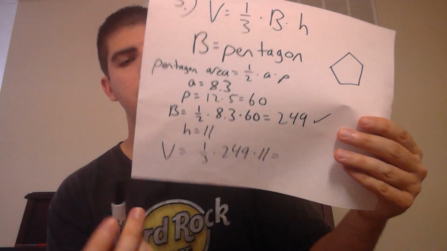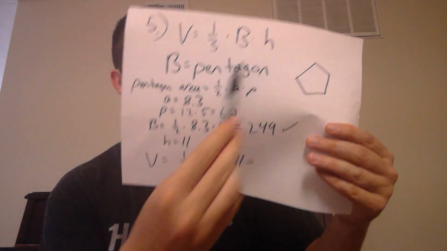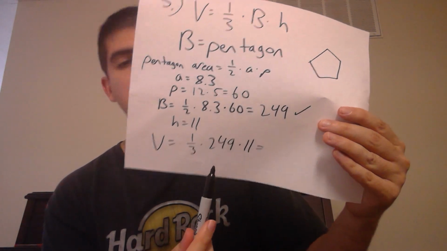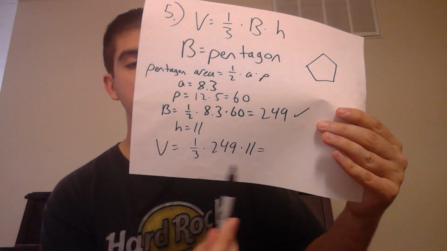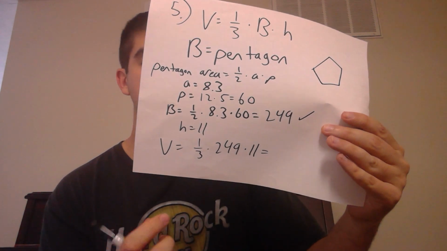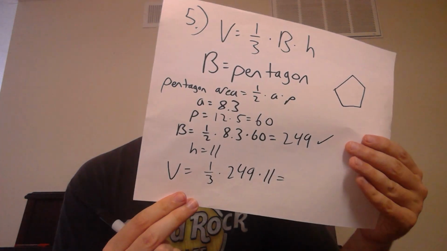But anyways, the volume is 1/3 big B times H. Here, we figured out the base was a pentagon. We figured out that its area is 249. We figured out the height of the shape was 11. So I'm going to multiply all that together. Once again, can I do this in my head?